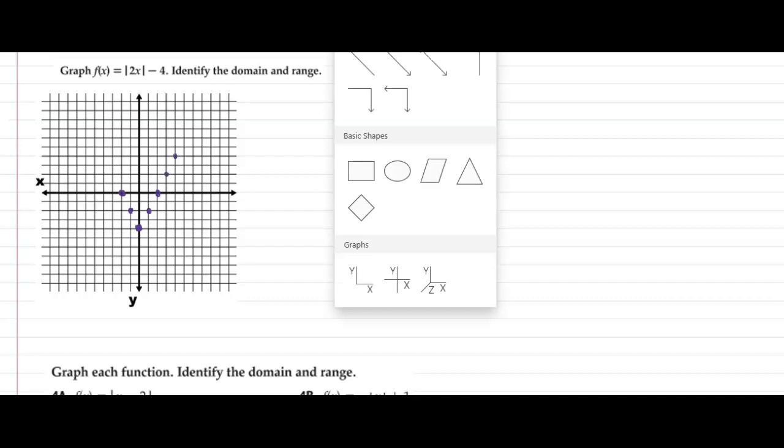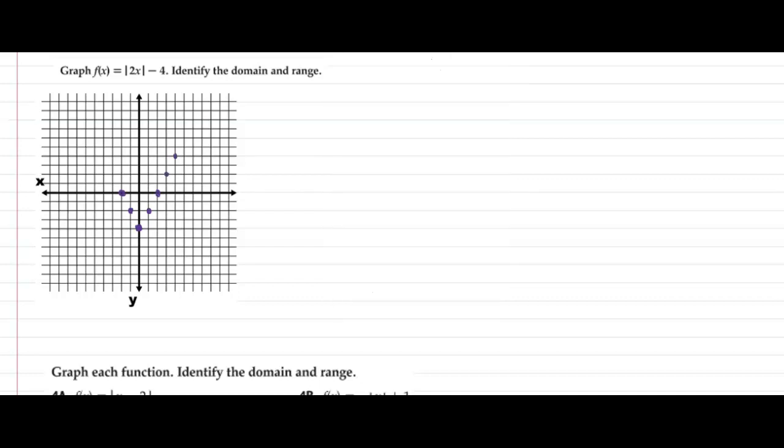Now I'm going to connect these. I'm going to start here and draw a line. Then I'm going to do it again. Let's start here and draw a line this way. And I've graphed my absolute value function.